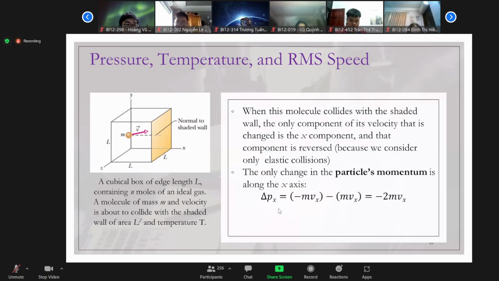Yep. So this is the final momentum. We still have mv. And this is the initial momentum. So the change is actually the final momentum minus the initial momentum. So finally we have minus 2mv. This is the momentum change along the x-axis. Do you agree with me? You have to write it down, okay?